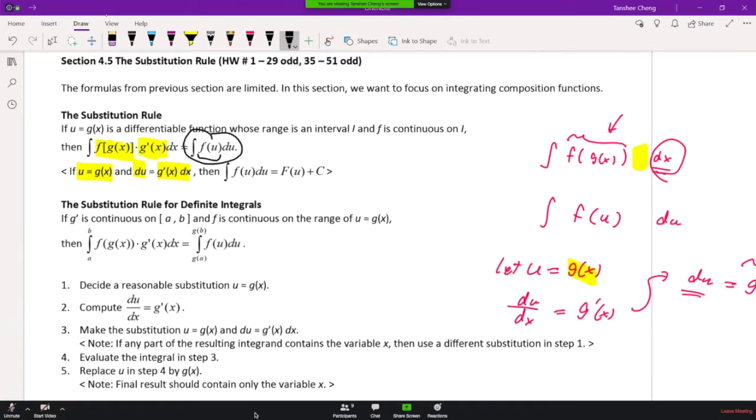So therefore, integral of f of u du is basically antiderivative of function f with respect to u plus what? C, a constant. And we're going to talk about definite integral as well in our example. Okay?